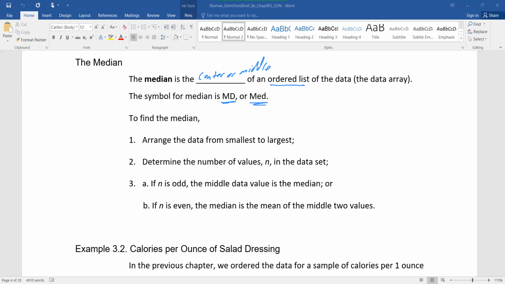Now you get real nice if those two values happen to be the same. So if they're both like 205, 205, then obviously what's our median? 205, right? But if you get like 200 and 205, then your median would be 202.5, right? Any questions on that? All right. So let's look at our next example.